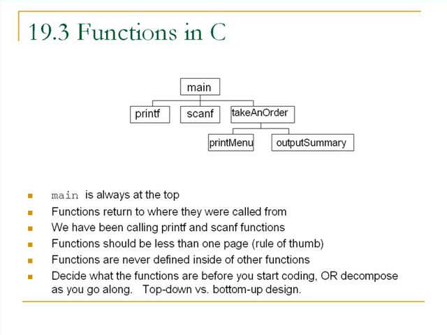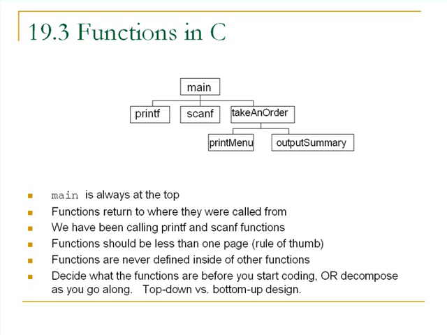So as a rule of thumb, your functions in C should be less than a page long. If you start to get really long functions, it will become difficult to work with. Functions are never defined inside of other functions. So this is a common beginner's error. Defining a function inside of the main will never compile, and the compiler errors are quite confusing.